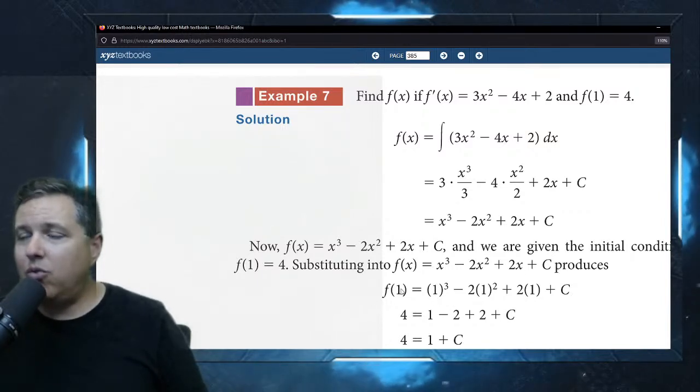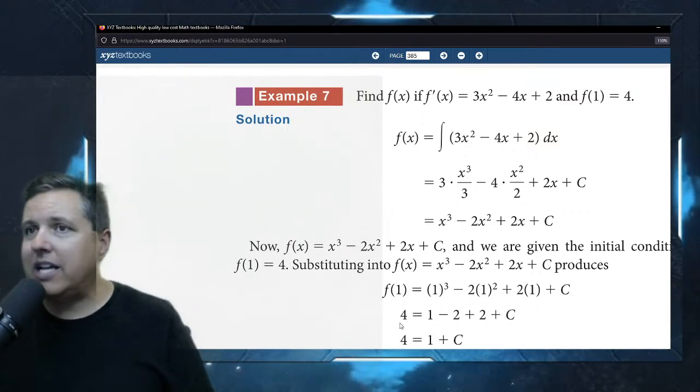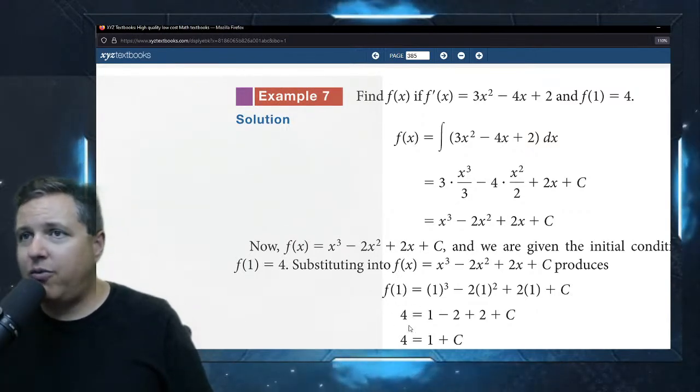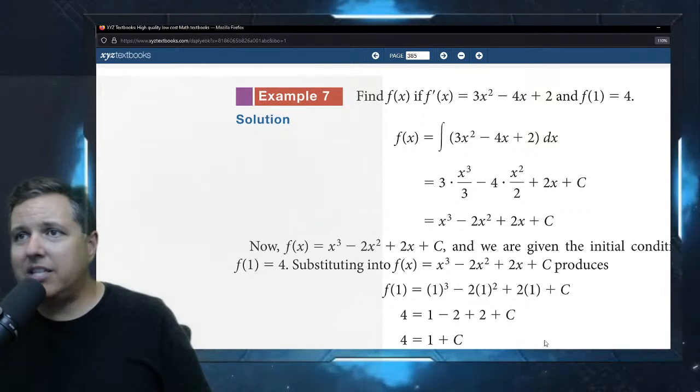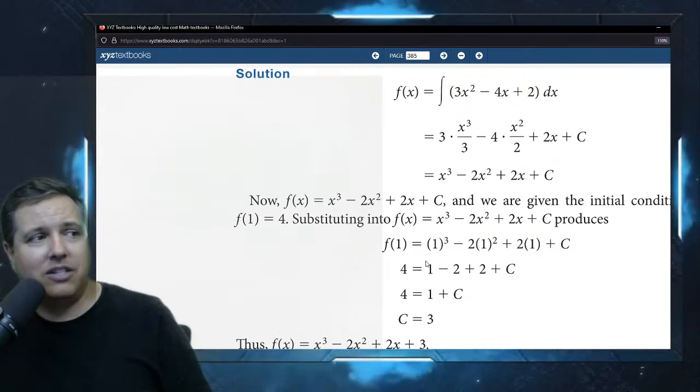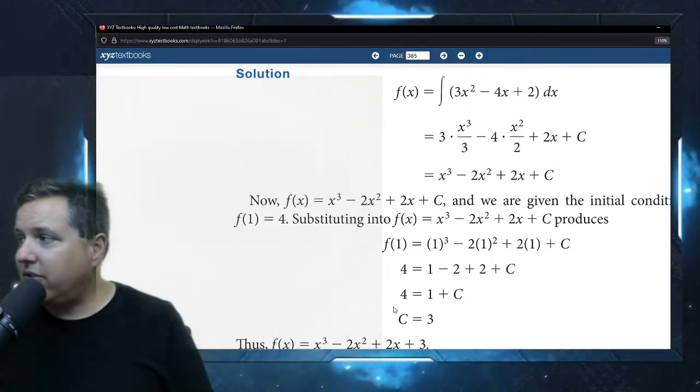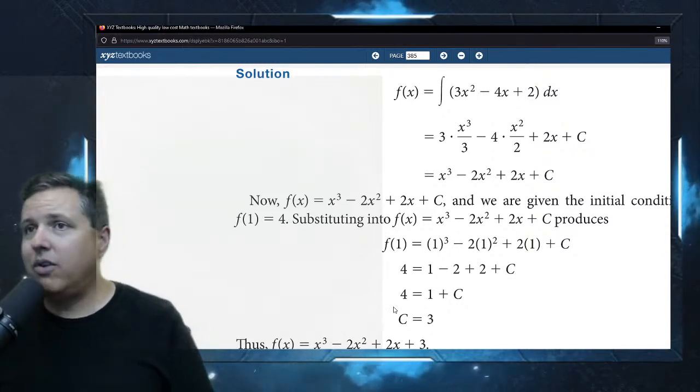And f of 1, well, that's a y value, right? So that's where the 4 goes. So the 4 goes over here where your y value goes. You plug in 1 for x, and all you have to do is solve for c. Look how easy this math is right here. It's like additions and subtractions. That's not very difficult compared to what you've been doing, right?